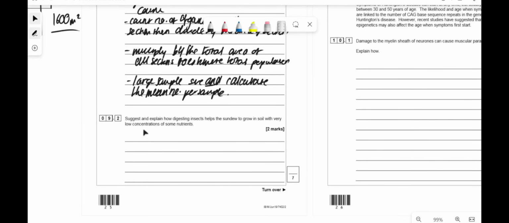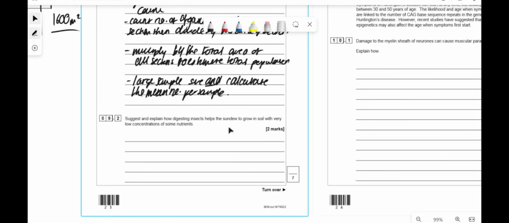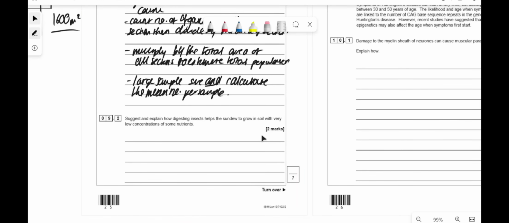So now it says, suggest and explain how digesting insects helps the sundew grow in soil with very low concentration of some nutrients. So in these questions, everyone sort of says a vague idea of what's going on, but misses what specific nutrients help. In these types of questions where it's talking about nutrient cycles, you have to name a specific nutrient. So obviously, if they are able to digest insects, digestion involves breaking stuff down. So you need to think, okay, what's something useful that's good for a plant to grow, and talk about that.